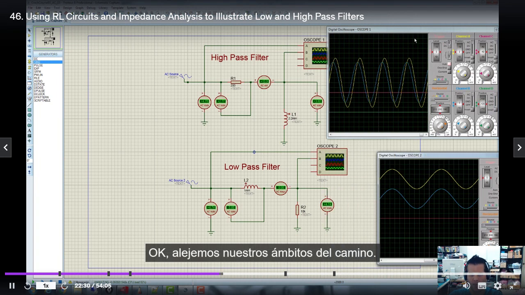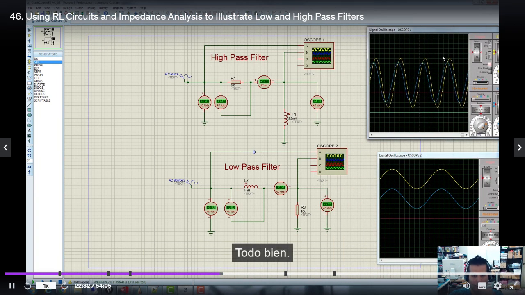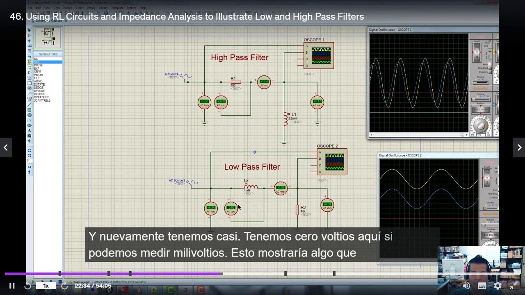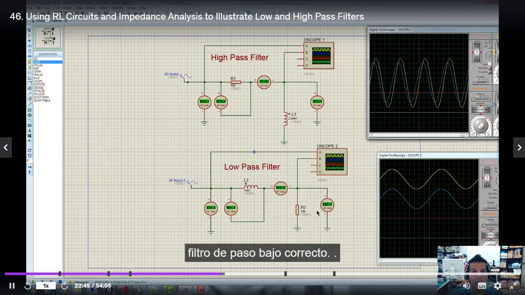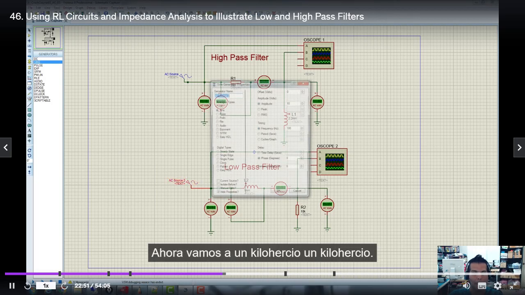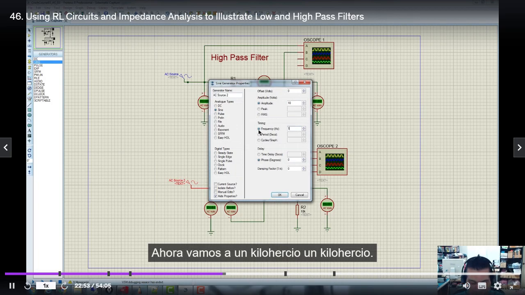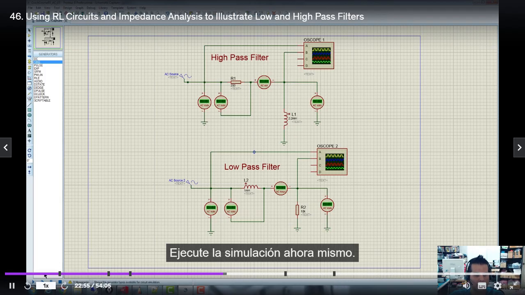Okay, let's move our scopes out of the way. All right, and again, we have 0 volts here. If we could measure millivolts, it would show something. We have 0 volts here, and we've got almost the entire source voltage here at 100 hertz, because it's a low pass filter, right? That's just what we would expect. All right, so let's stop the simulation. Now let's go to 1 kilohertz, and run the simulation.